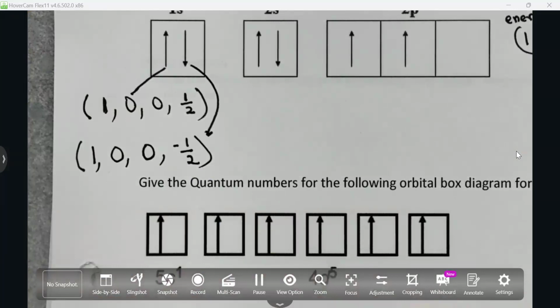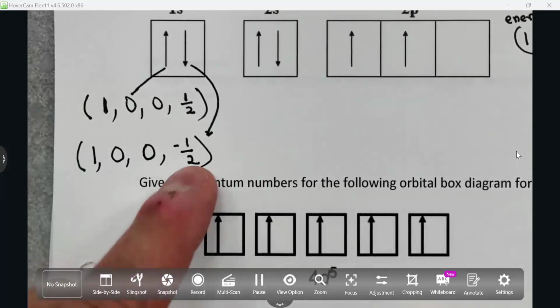Two electrons in the same orbital are going to have 3 numbers the same. The only thing different is their spin, correct? Two electrons in the same orbital are going to have the first 3 quantum numbers the same. The only difference is the spin.